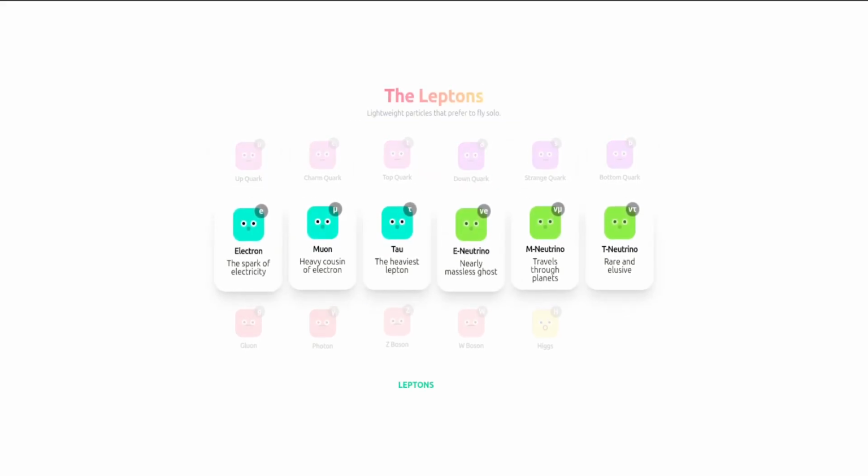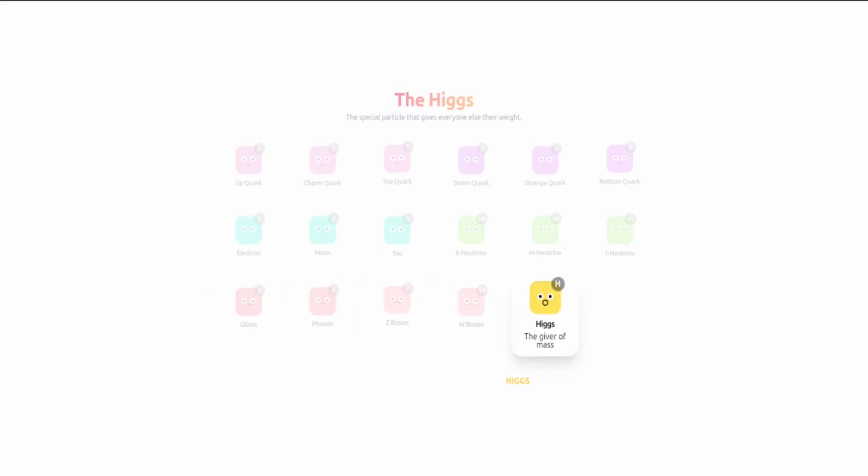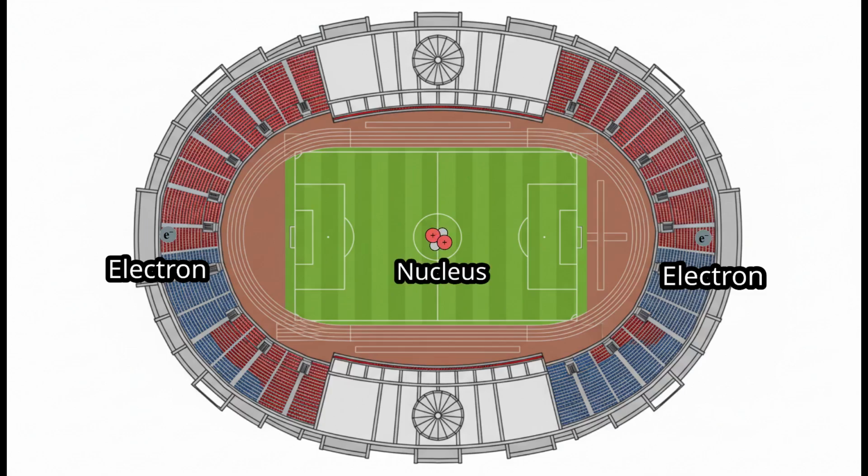Before we meet the particles, we need to understand the scale, because our brains are terrible at understanding small. Imagine this football stadium is an atom, the whole thing. The electrons will be the cheap seats way up in the nosebleeds. And the nucleus, the part that contains 99.9% of the mass, it's this marble in the center. Everything between that marble and the nosebleed seats is empty space.